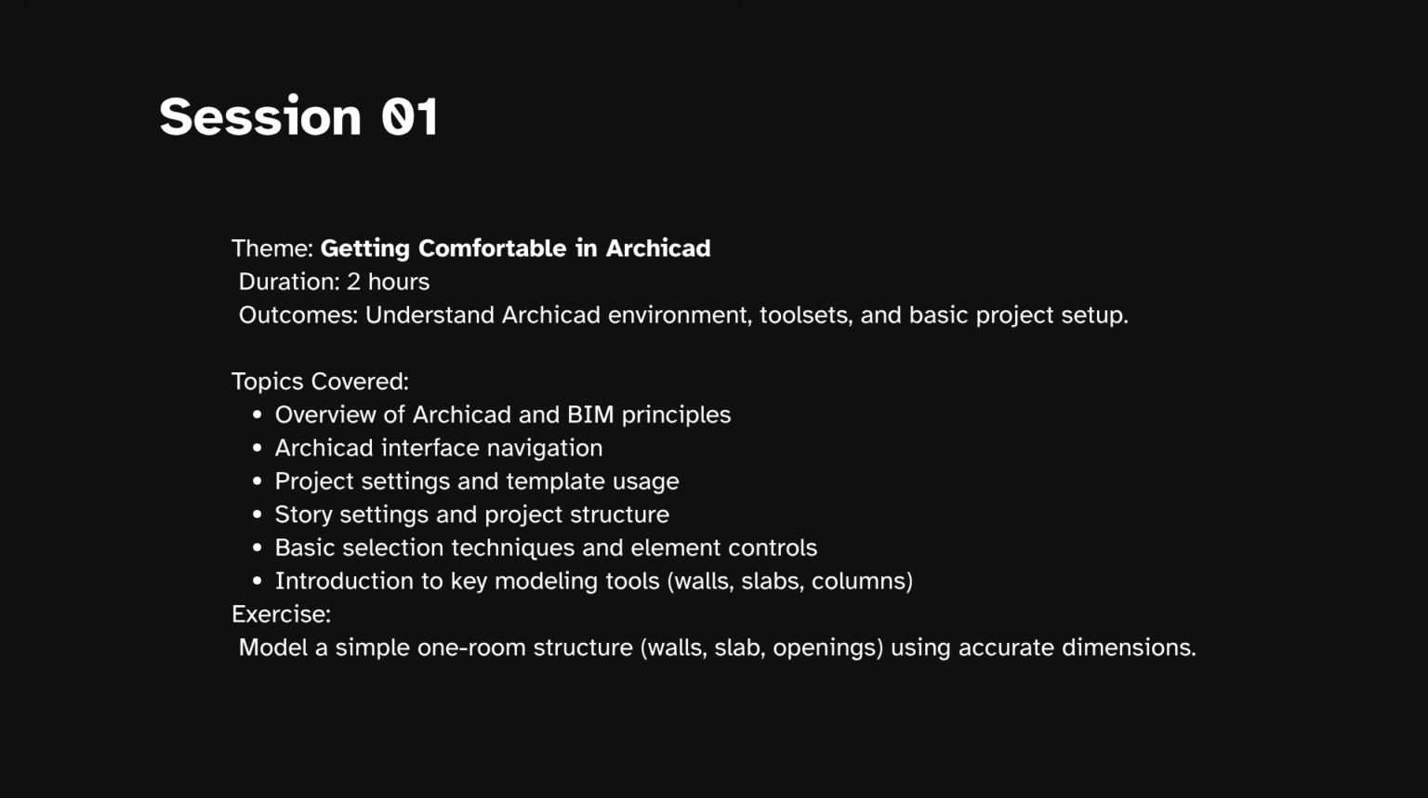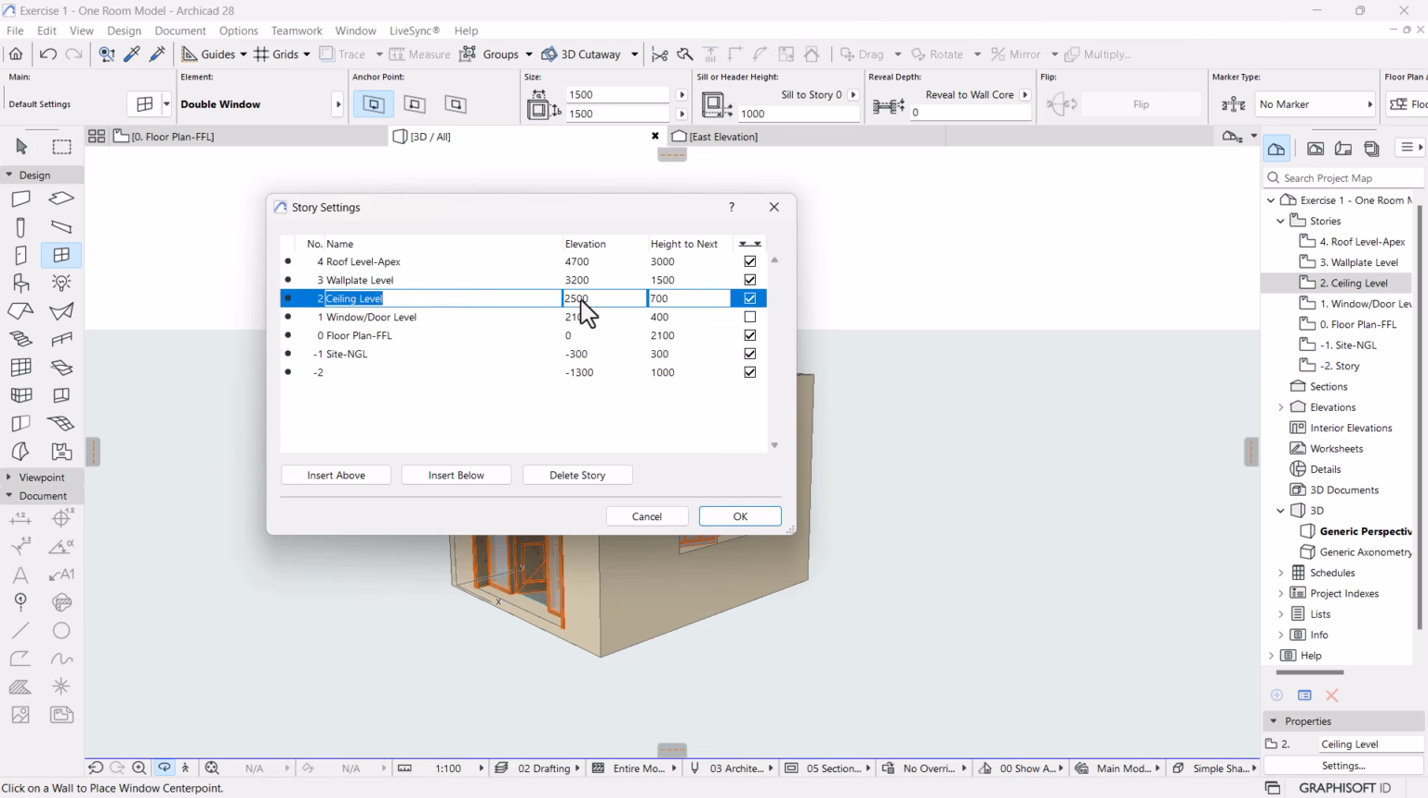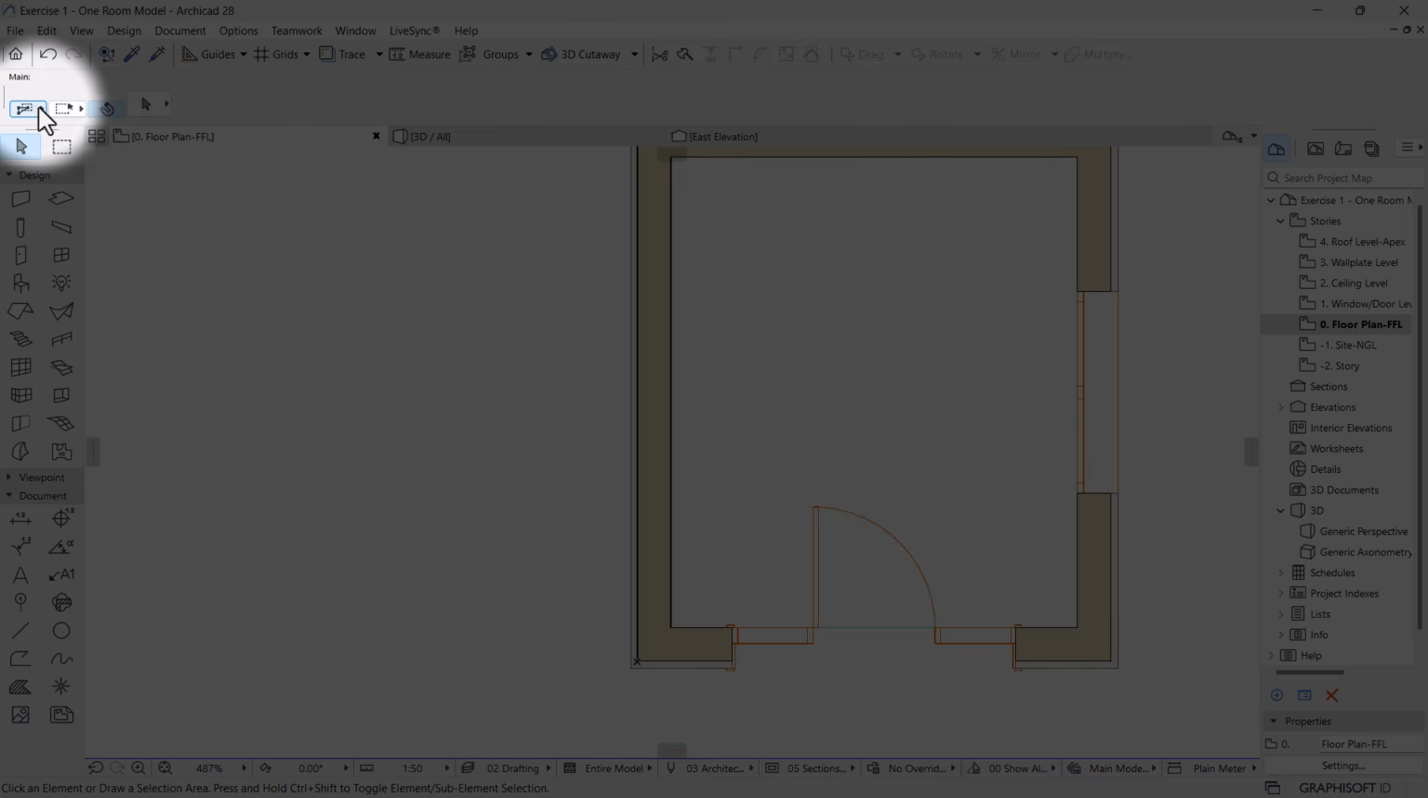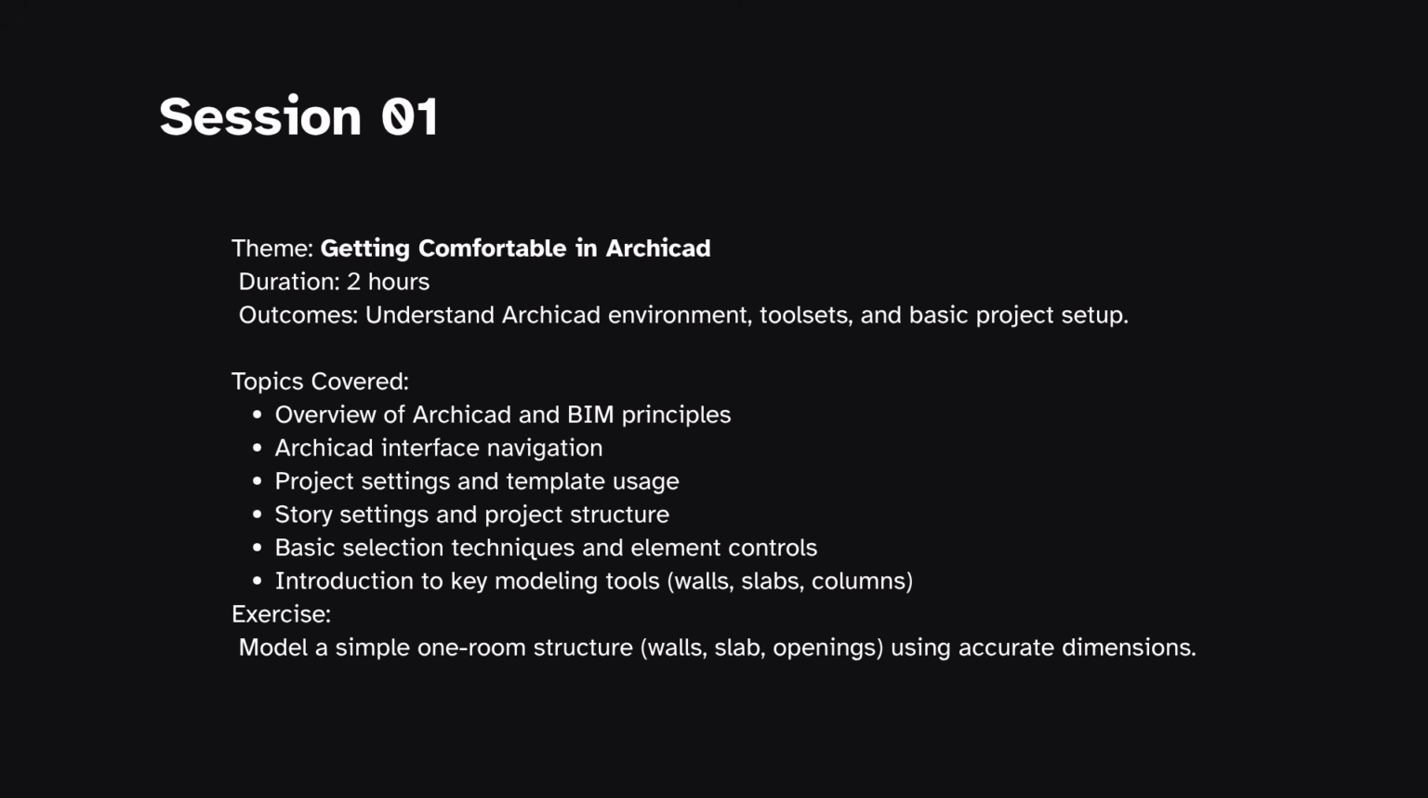The topics that we're going to cover are the overview of ArchiCAD and BIM principles. We're going to look at the ArchiCAD interface navigation and project settings and template usage, not forgetting the story settings and project structure. We're going to also look at the basic selection techniques and element controls. Lastly, is going to be introduction to key modeling tools such as wall, beam, columns, and so forth.